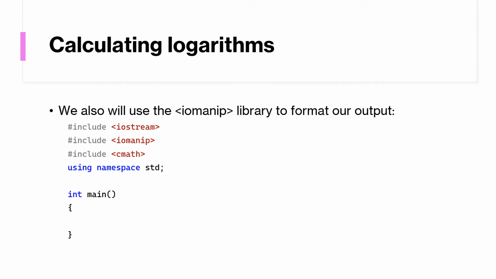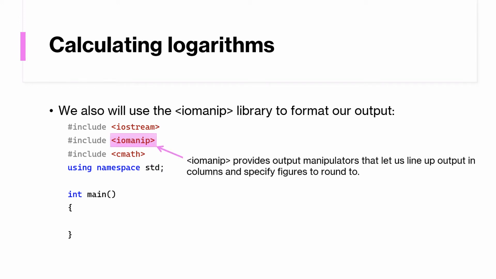We're also going to add the iomanip library to format our output. iomanip provides output manipulators: the setw manipulator lets you line up your output in columns, and the setprecision manipulator lets you specify how many figures you want to round floating point numbers to.